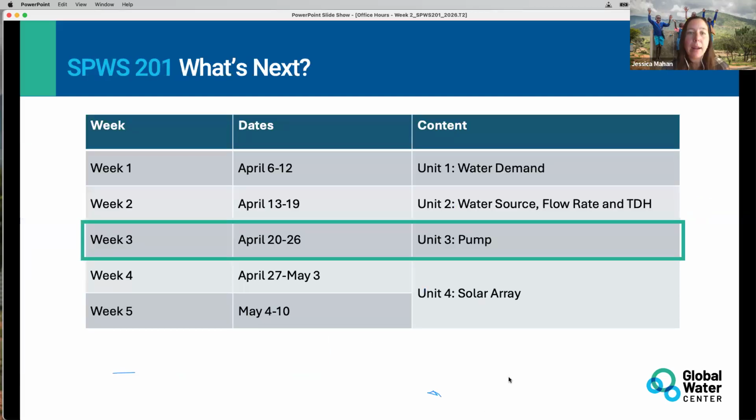And then just to look ahead at next week: we're going to start Unit 3, and that's going to be all about pump selection. So looking at our flow rate, our TDH, and how we select a proper pump, and specifically what we need to look at to select a pump that will be good for a solar system, because there are some particular things we need to look for.